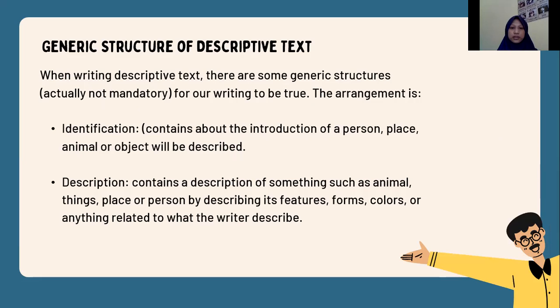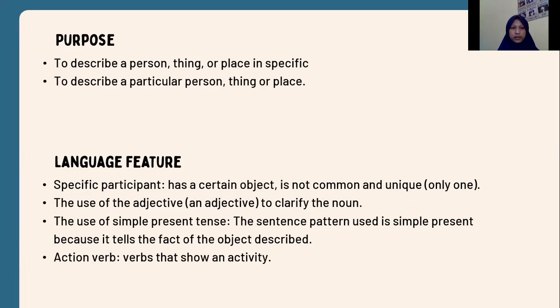Identification contains the introduction of a person, place, animal, or object that will be described. Description. Description contains a description of something such as animal, things, place, or person by describing its features, forms, colors, or anything related to what the writer described. The purpose of descriptive text: to describe a person, thing, or place in specific. Language feature of descriptive text: specific participant.